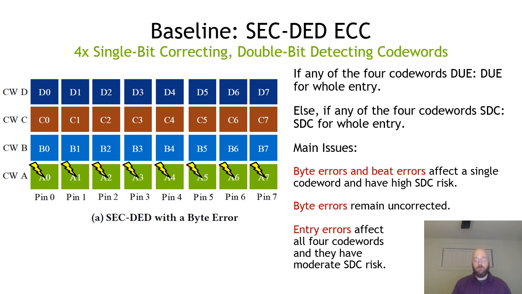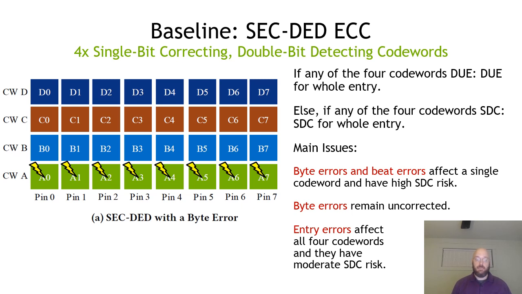The decoding behavior of a SEC-DED protected memory entry is as follows. In the case that an error has at most 1 erroneous bit per code word, it is corrected. Otherwise, if any of the 4 code words flags a detectable yet uncorrectable error, or DUE, then a DUE is reported for the whole memory entry. Finally, if no code word flags a DUE and any of the 4 code words has data corruption following ECC decoding, the result is silent data corruption.